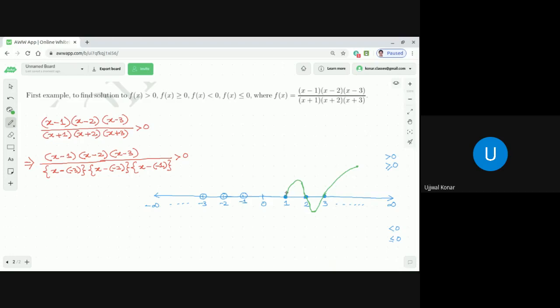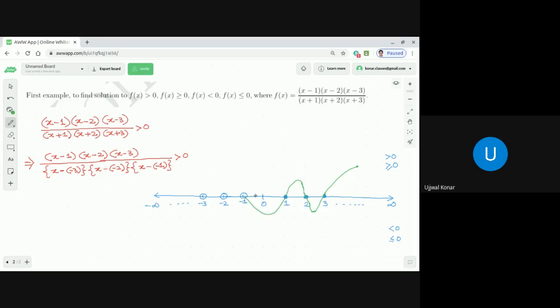Come to the point what? X minus 1. What is the power of x minus 1, dear students? Is 1, which is again odd number. So I cross the number line from above the number line to below the number line. Go down and then go up. What is the next point? It is minus 1.